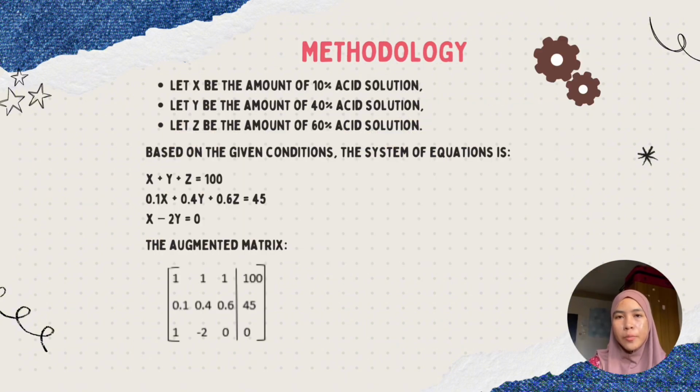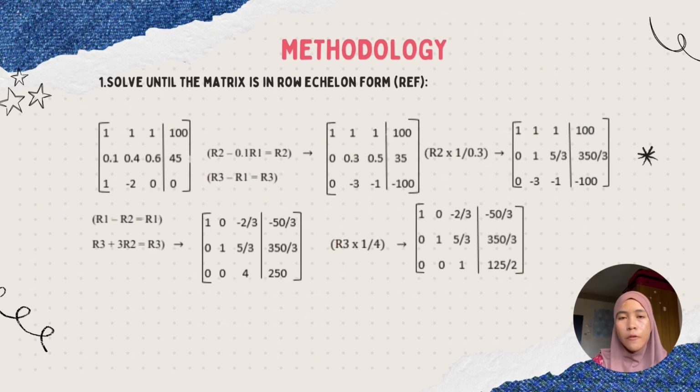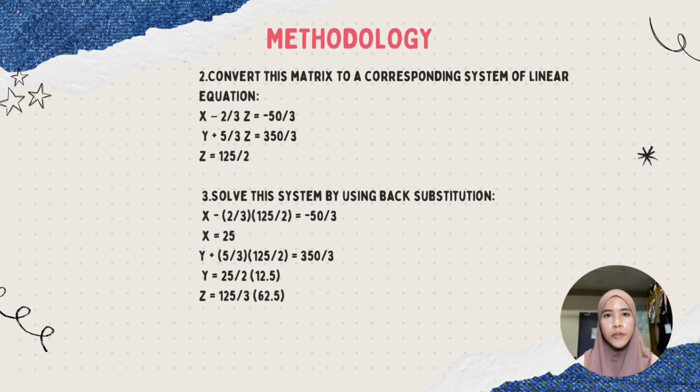Move on to methodology. First, let x be the amount of 10% acid solution, y be the amount of 40% acid solution, and let z be the amount of 60% acid solution. Based on the given conditions, create the system of equations and the augmented matrix. First, solve until the matrix is in row echelon form, REF. Next, convert this matrix to a corresponding system of linear equations as shown. Then lastly, solve the system by using back substitution.